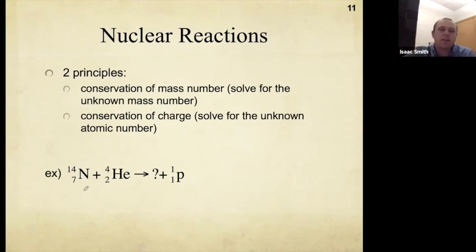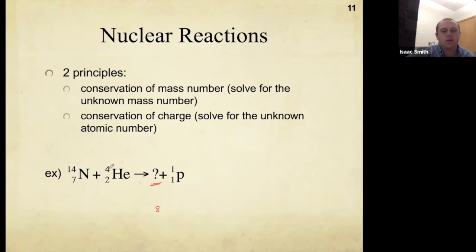So you're going to ram a nitrogen-14 with a helium atom. And in that process, you measure a proton coming off and you want to know what was created, right? So we have 7 plus 2 equals 9 on the left side. And then on the right side, we already have 1 proton here, which means we need to have 8 protons in whatever is being made.